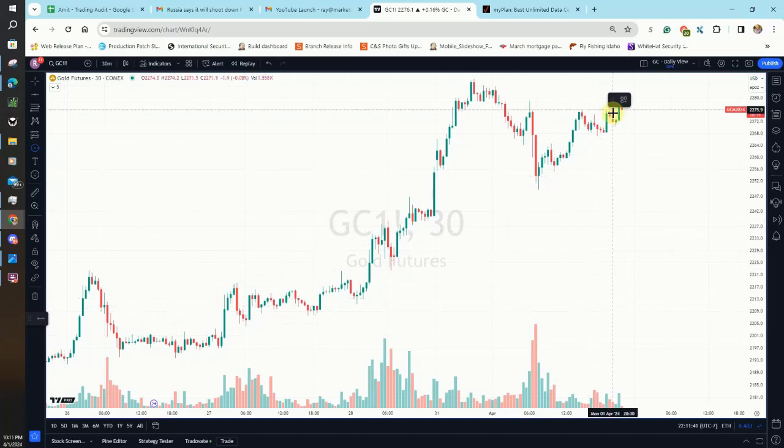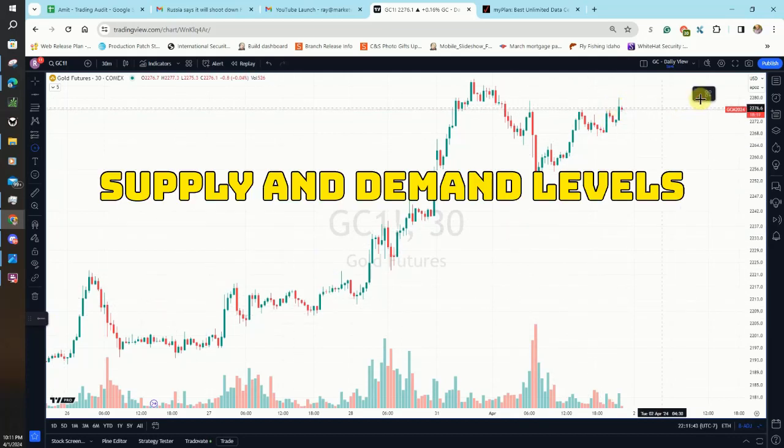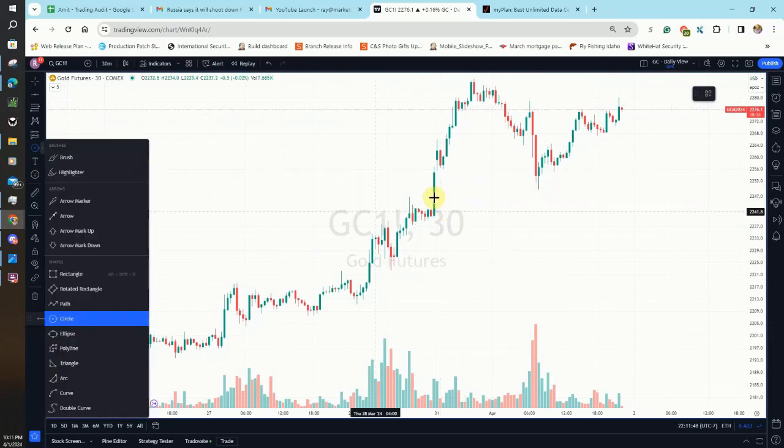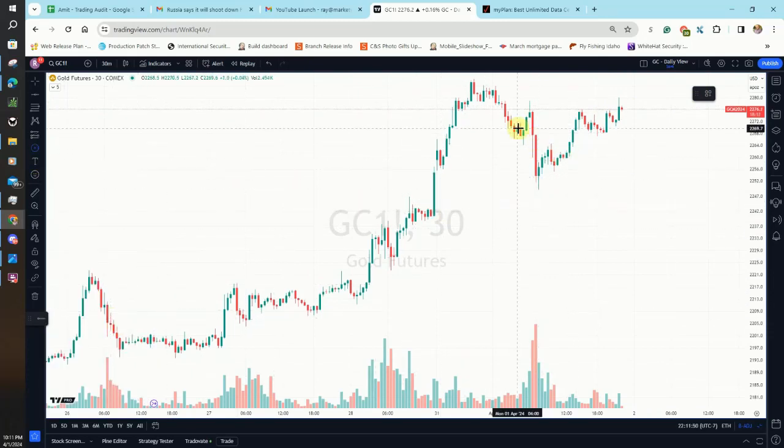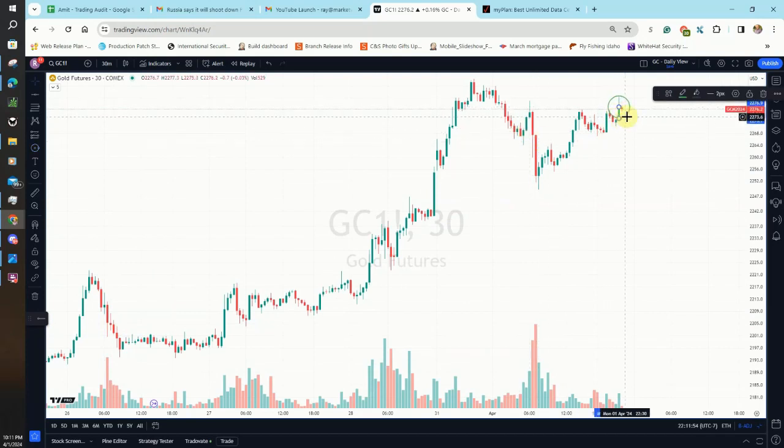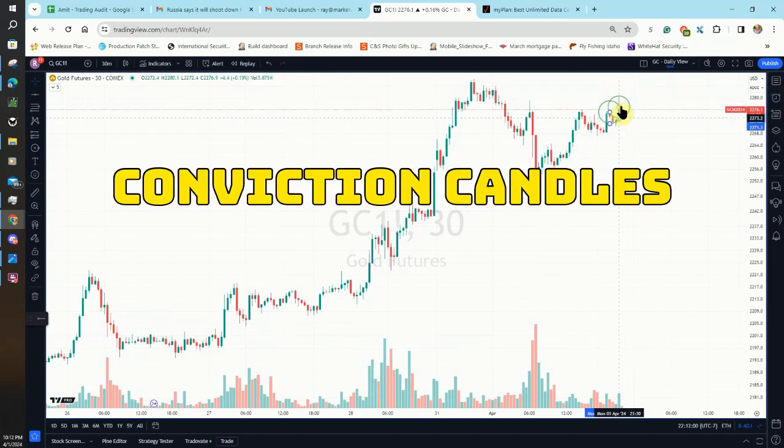In today's session, we'll be talking about supply and demand levels. Supply and demand levels are simply large areas of selling and buying. More simply, large areas of resistance and support. Before we can identify these levels, we must first identify conviction candles.